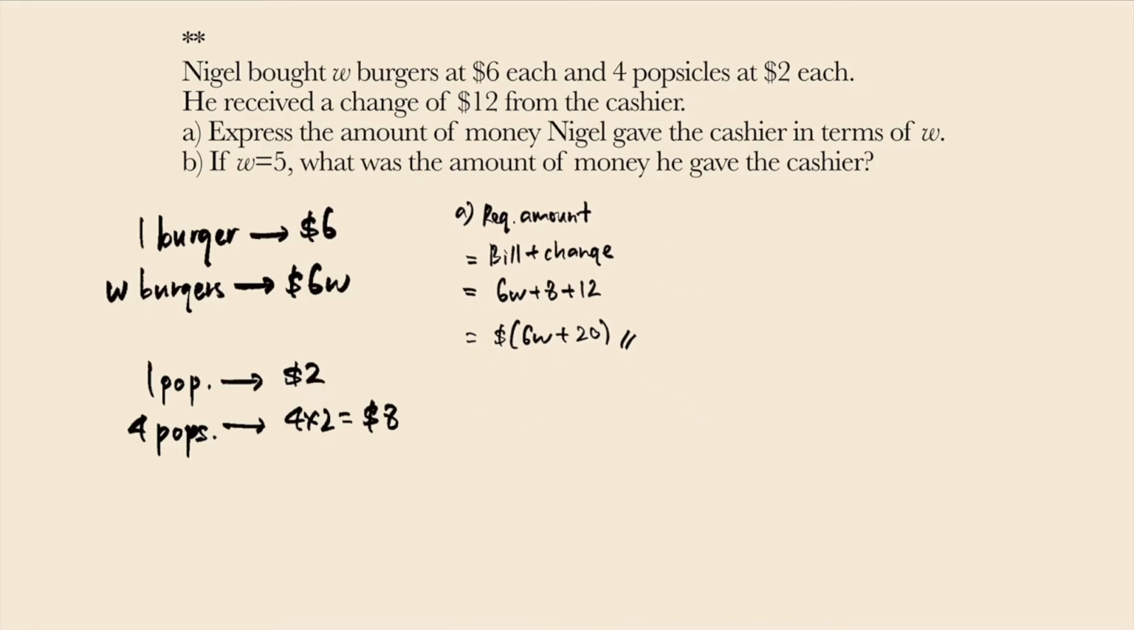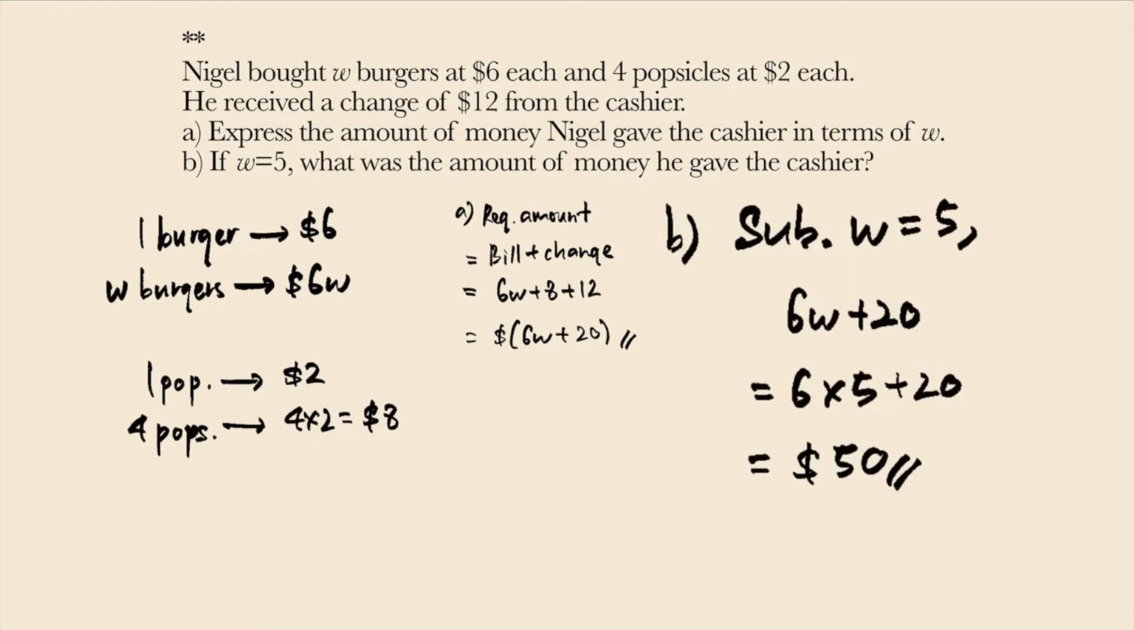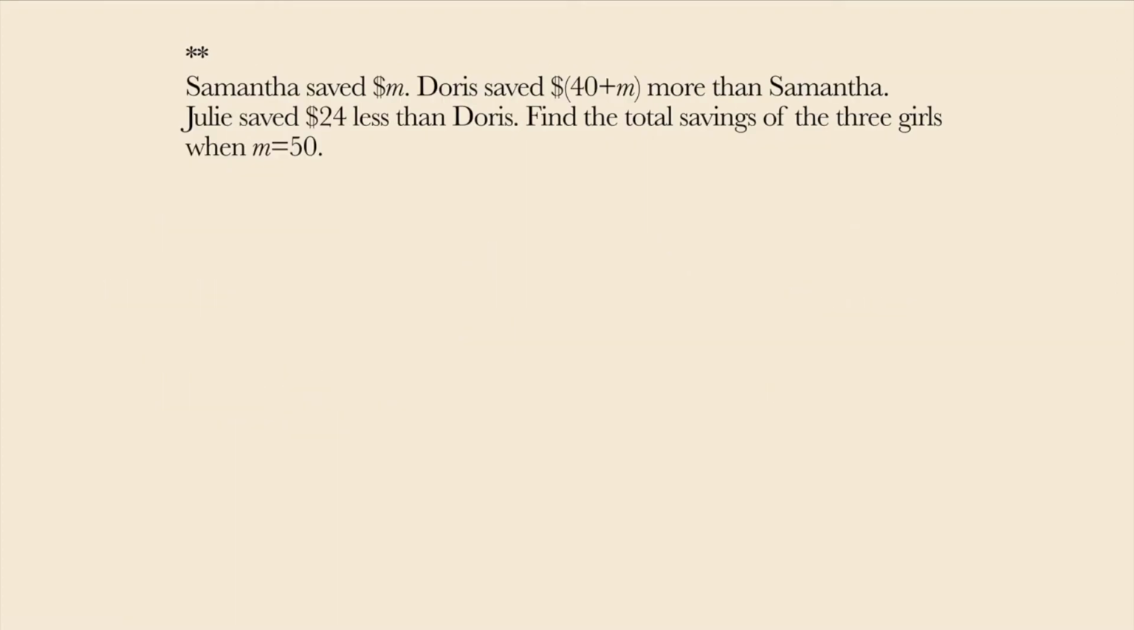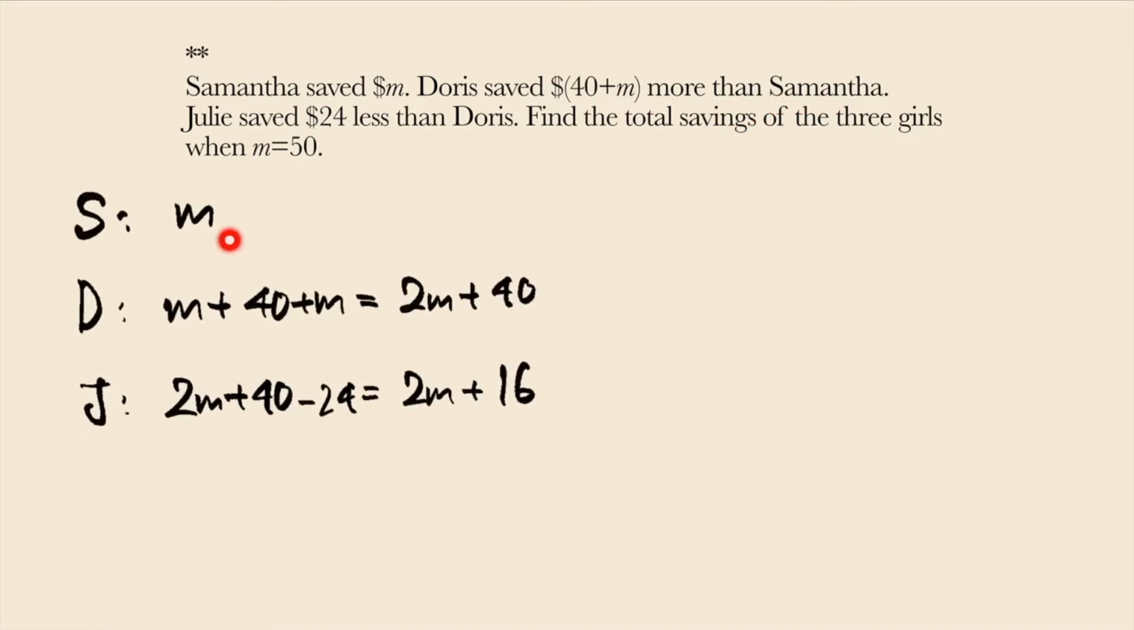Next, if W is 5, how much did he give the cashier? So 6W plus 20, we're now just going to sub W equals 5. That's $50. Samantha had M dollars. Doris saved 40 plus M more than Samantha. At this point, I like to make everything clear. So Samantha had M, Doris had 40 plus M more than whatever Samantha had.